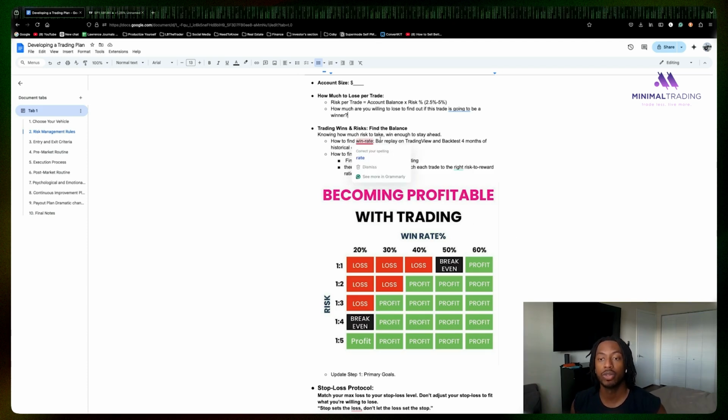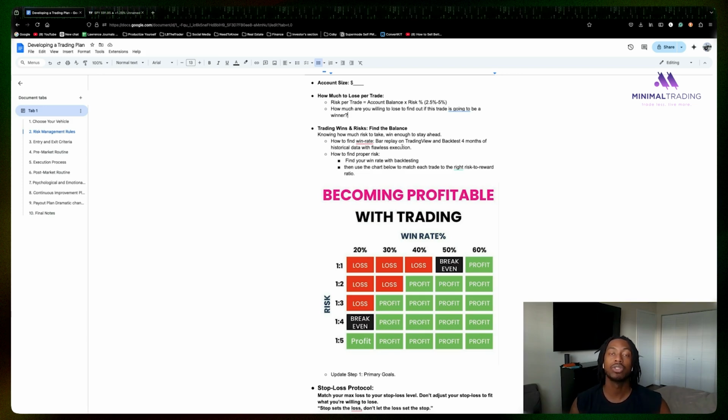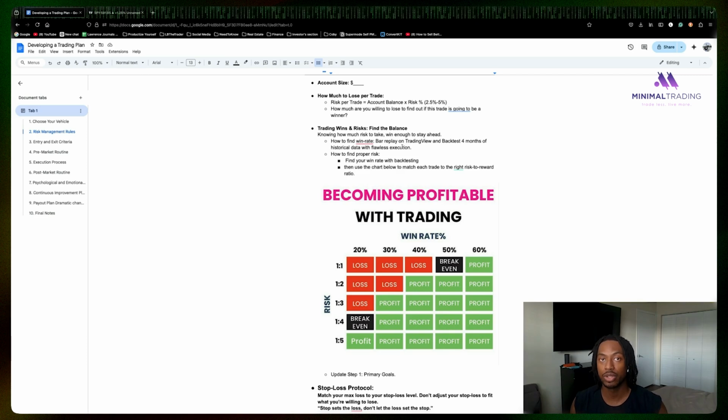So how do you find your win rate? You can go on TradingView and do bar replay and backtest 4 months worth of historical data with flawless execution. So you just have to backtest as far back as you can and execute your trade flawlessly, and then at the end of the bar replay they will give you some results. So they'll tell you your win rate, and I'll show you right here.